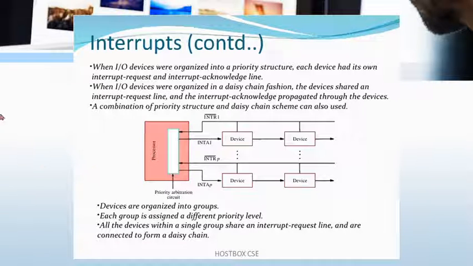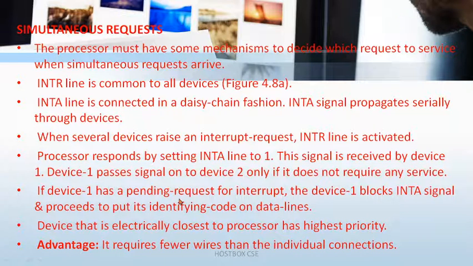So if you want to do this, you have to know these points. When several devices raise an interrupt request, the INTR line is activated. The processor responds by setting the INTR line to 1. The signal is received by device 1, and device 1 passes the signal onto device 2 only if it does not require any service. If device 1 has a pending interrupt request, it blocks the INTR signal and proceeds to put its identifying code on the data lines. The device that is electrically closest to the processor has the highest priority. Advantage: it requires fewer wires than individual connections.